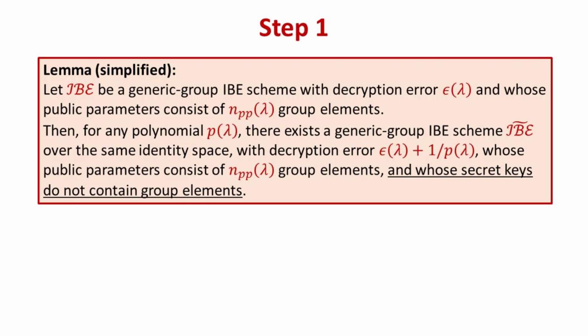Any generic group IBE scheme that has decryption error epsilon and whose public parameters consist of NPP group elements can be transformed into a generic group IBE scheme over the same identity space with the decryption error epsilon plus 1 over p for any predetermined polynomial p with the same number NPP of group elements in its public parameters and without any group elements in its secret keys.